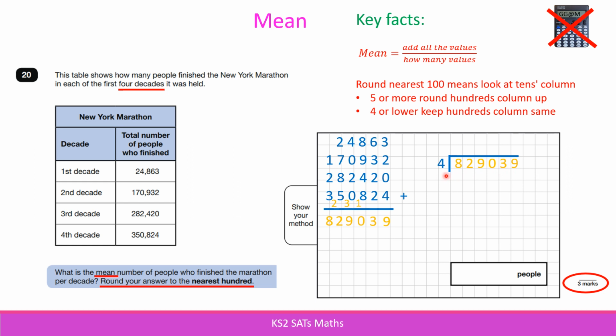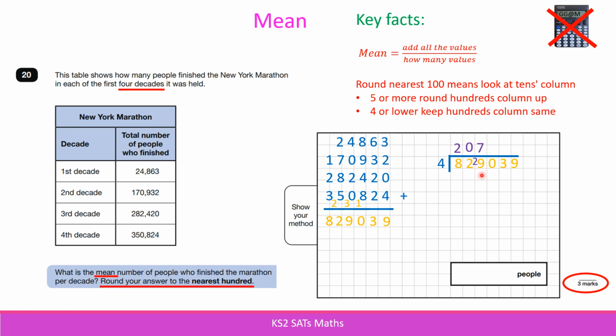So I've now got to divide 4 into this number here. So 4 into 8 goes twice, so 2 gets written above the top. Then I've got to do 4 into 2, which doesn't go, so I put a 0 and there are 2 left over, so the little 2 carries. I've now got 4 into 29.